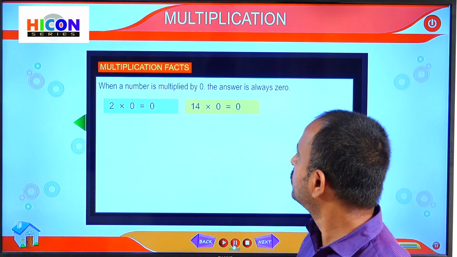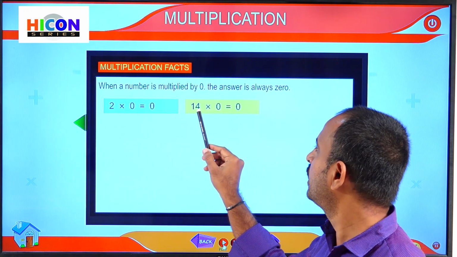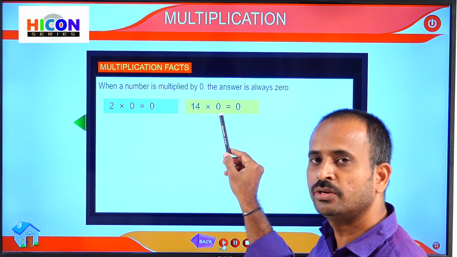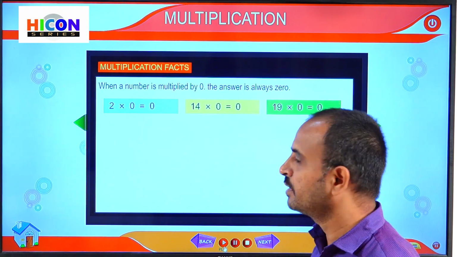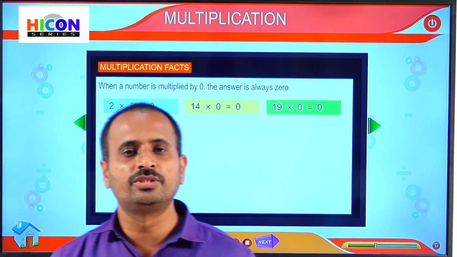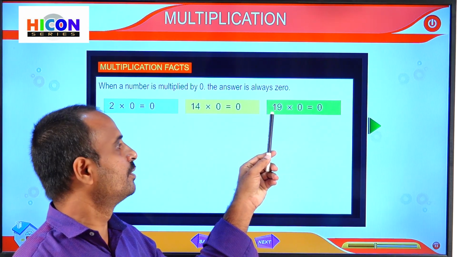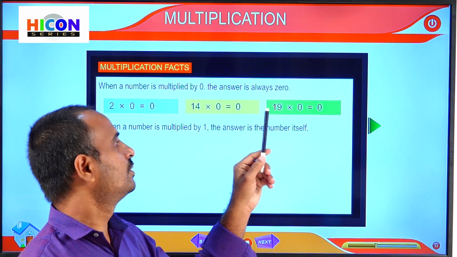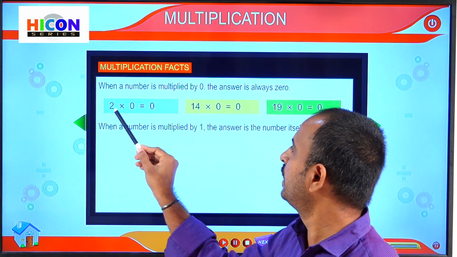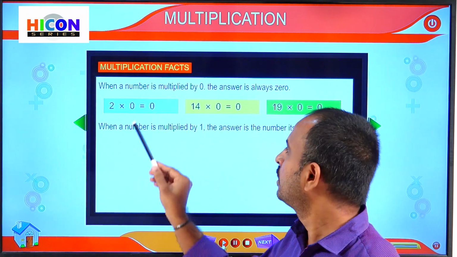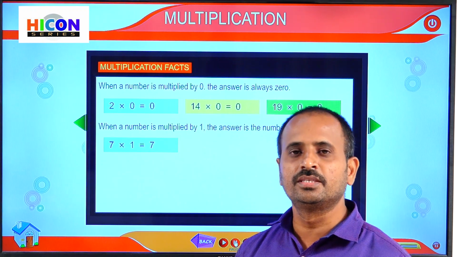So, children, see the next one. See the next example here. So, 14 into 0. Here the number 14 is multiplied by 0. The answer is again 0. So, children, see the third example here. That is 19 into 0. Here the number 19 is multiplied by 0. Again the answer is 0. So, children, from these examples, we can understand that if any number is multiplied by 0, the answer is again 0. The answer is always 0. So, this is the first fact.